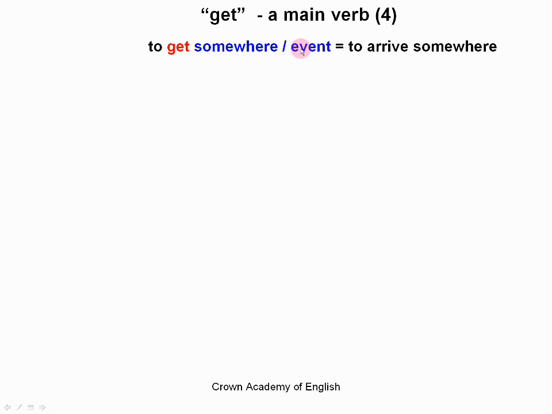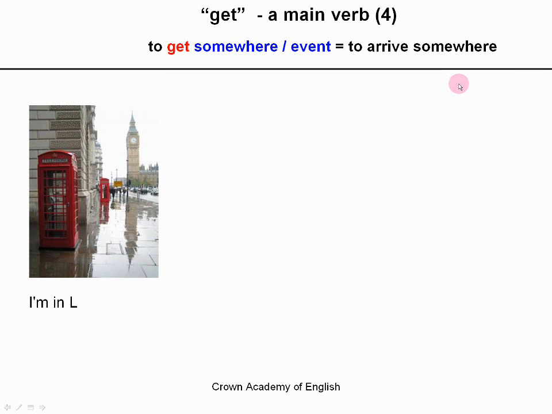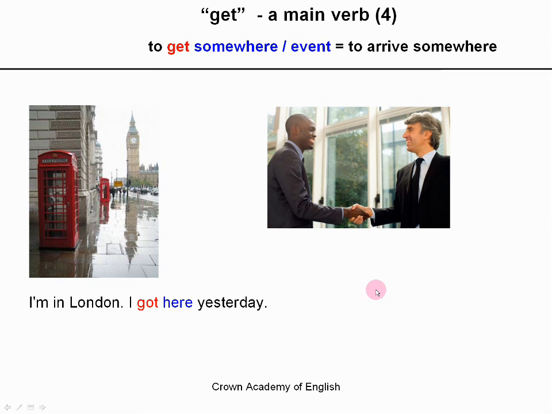To get somewhere, or to get to an event, is to arrive somewhere. I'm in London. I got here yesterday. So this means I arrived here yesterday. Martin got to the meeting at 3 o'clock. So this means that Martin arrived at the meeting at 3 o'clock.